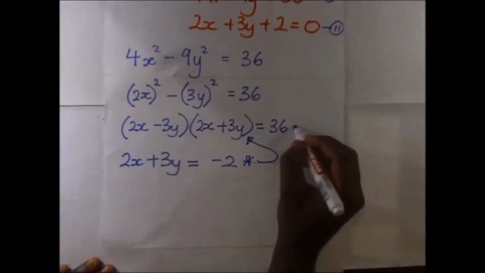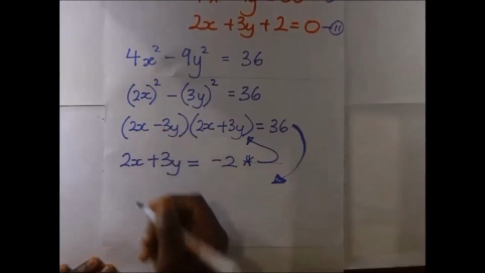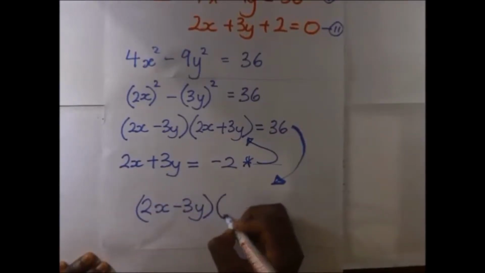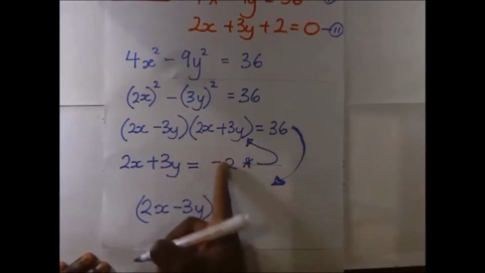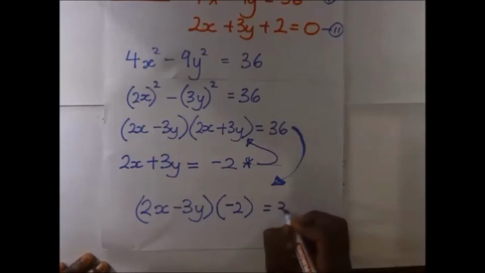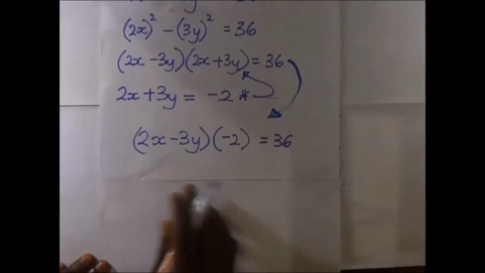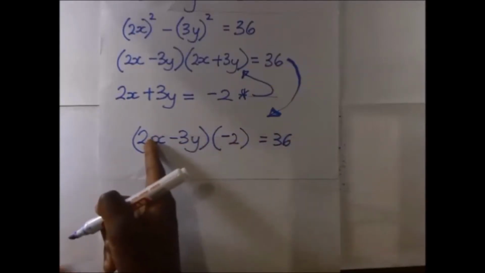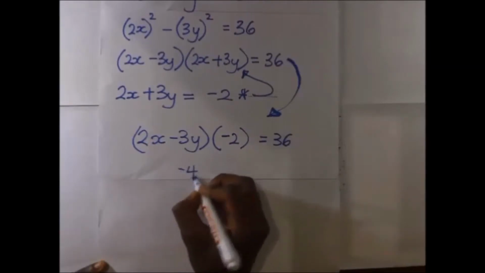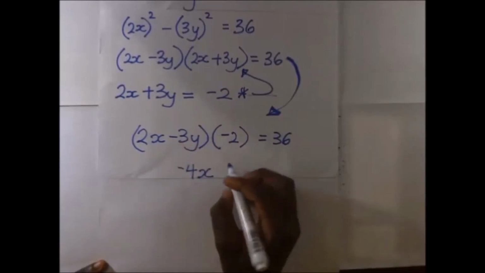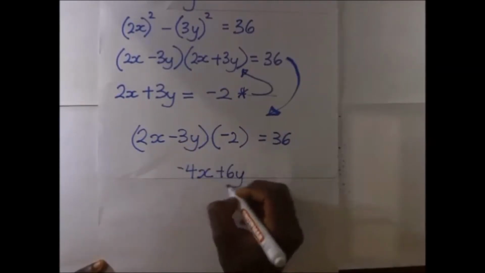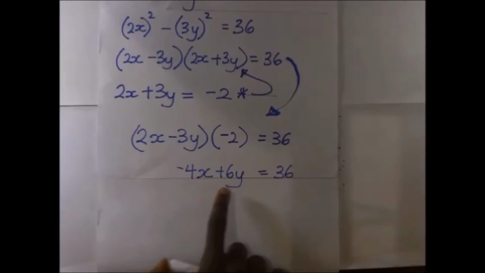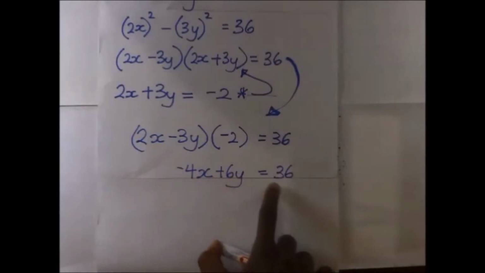So from this equation, we shall continue here and say that 2x minus 3y multiplied by 2x plus 3y, which is equal to negative 2, is going to give us 36. So we simplify this. Now we've made this become linear. It becomes negative 2 times 2x, which is minus 4x. Negative 2 times negative 3y is positive 6y, which is going to give us 36. So now we have a linear equation, which is negative 4x plus 6y equals 36.